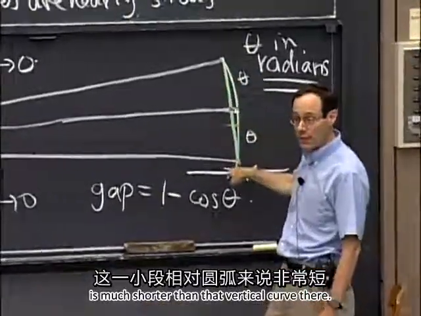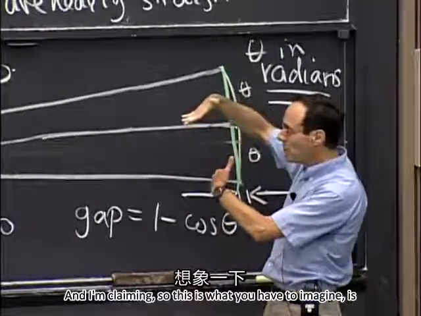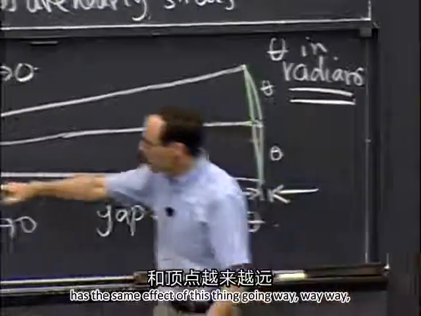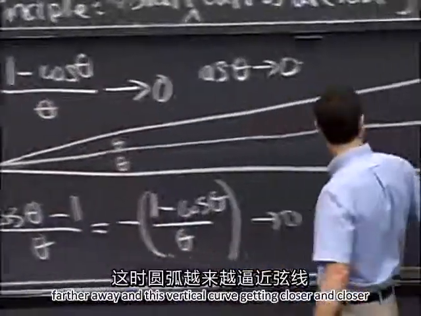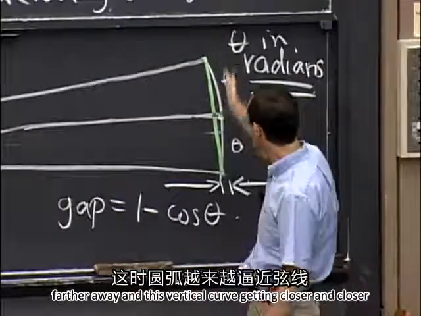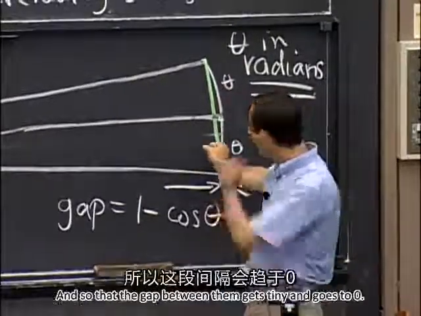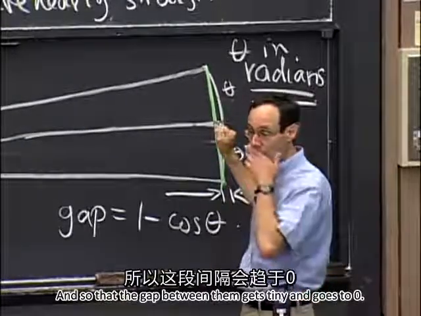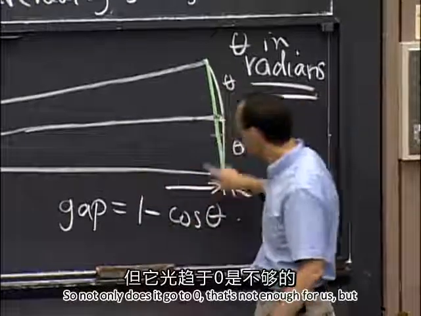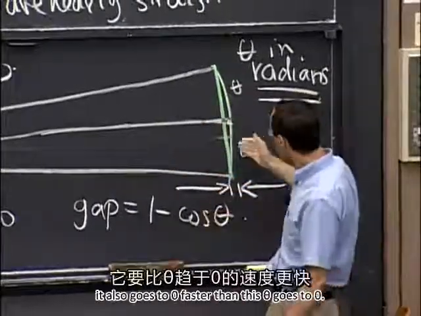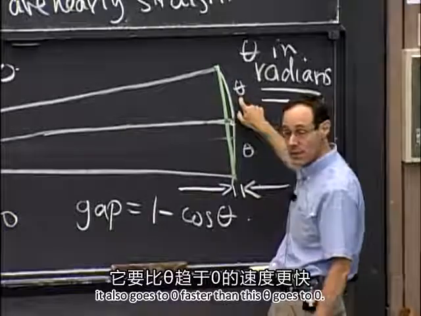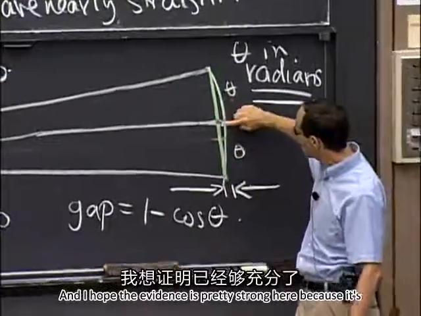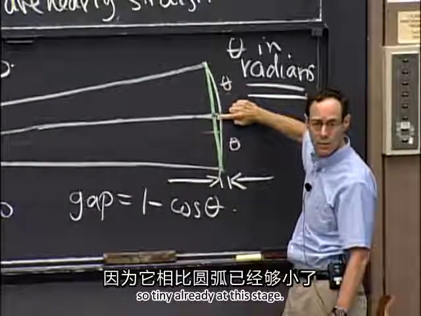All right? And I claim if you stare at this, it's clear that this is much shorter than that vertical curve there. And this is what you have to imagine: as theta gets smaller and smaller and smaller still, that has the same effect of this thing going way, way, way farther away, and this vertical curve getting closer and closer and closer to the green. And so the gap between them gets tiny and goes to 0. All right? So not only does it go to 0, that's not enough for us, but it also goes to 0 faster than this theta goes to 0. I hope the evidence is pretty strong here because it's so tiny already at this stage.